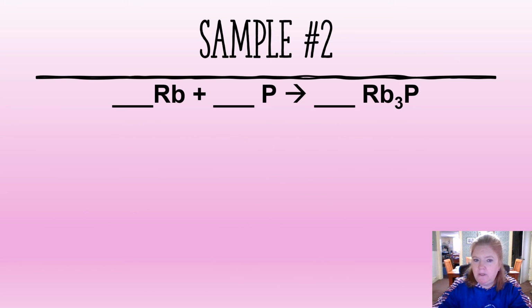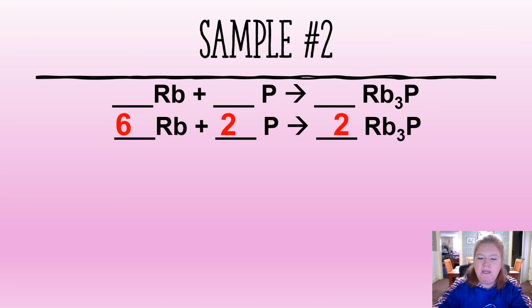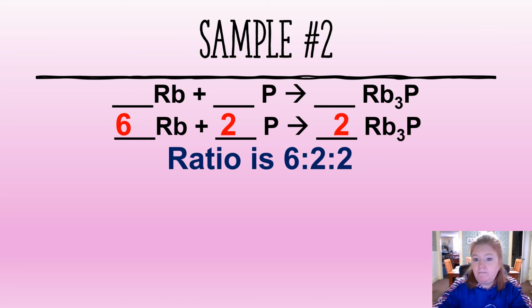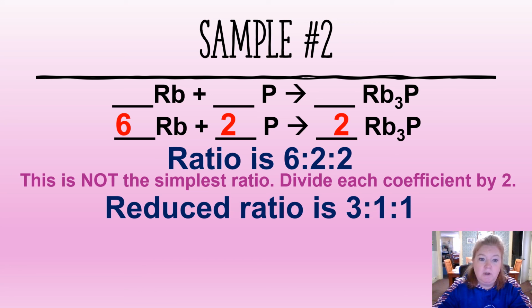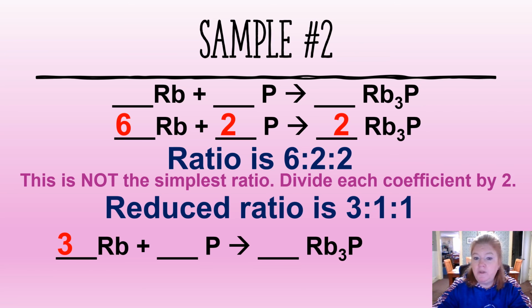But let's look at this one. So I balance it and I get this. My ratio is 6 to 2 to 2. This is not the simplest ratio. I can divide each coefficient by 2. So the reduced ratio is 3 to 1 to 1. So the equation balanced would look like this. Remember, you can write the 1s if it stresses you out, but never, ever, ever write a 0.